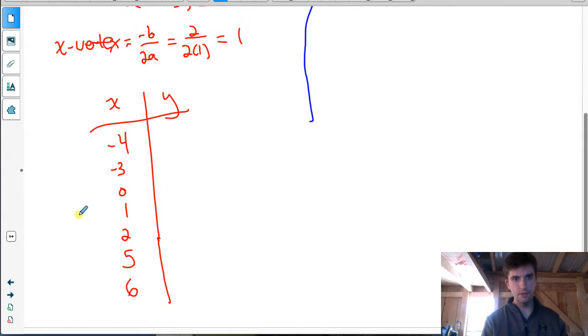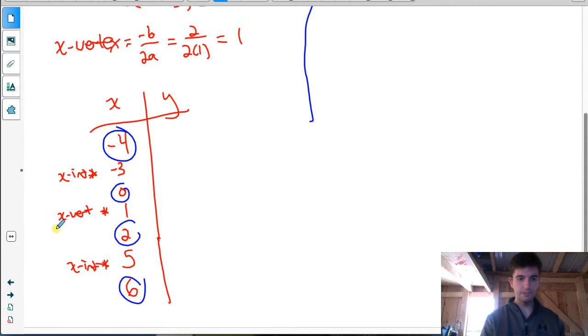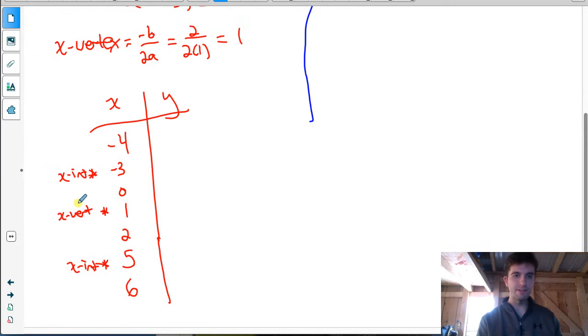So in this table, we have the x-coordinate of the vertex in the very middle. We have an x-intercept here and an x-intercept here. And then it's really important that we choose points within each of these intervals to make sure when we graph the reciprocal, we get every piece of the graph.